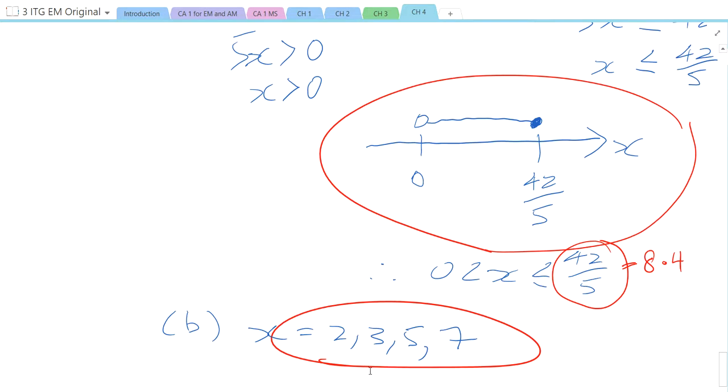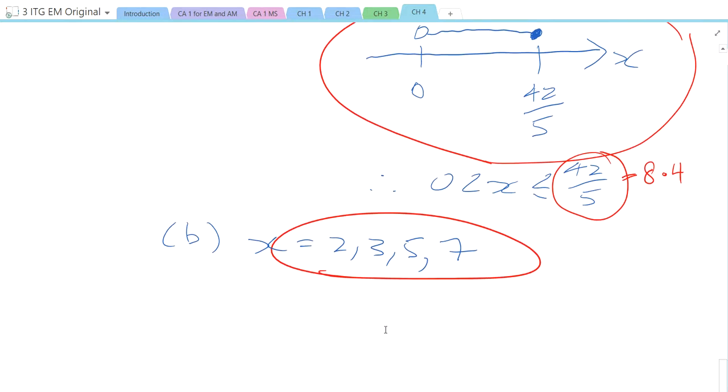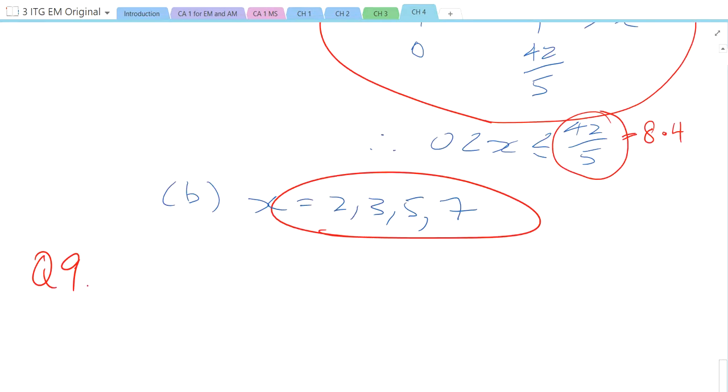I've got a request for question 9, which I am not going to go through now because I need to move on to 3.4. I'll come back to this if I have time. So 3.4.